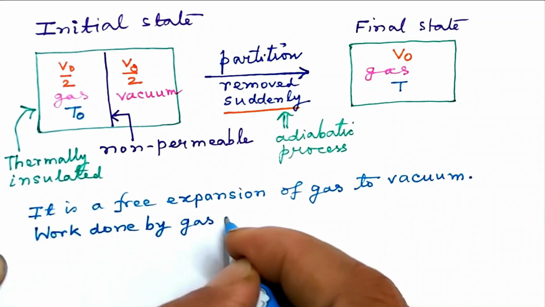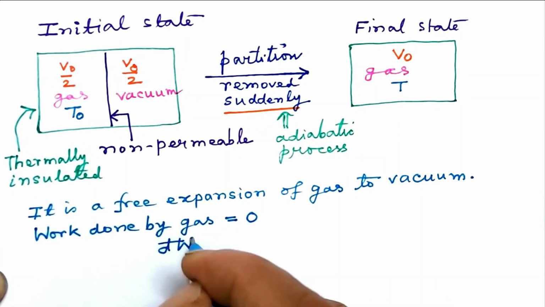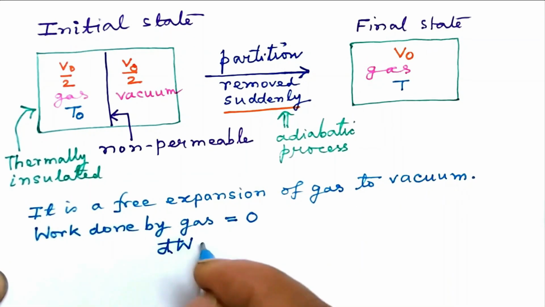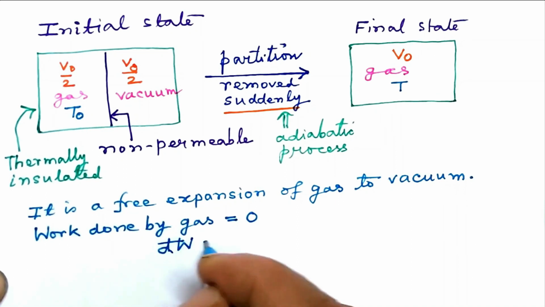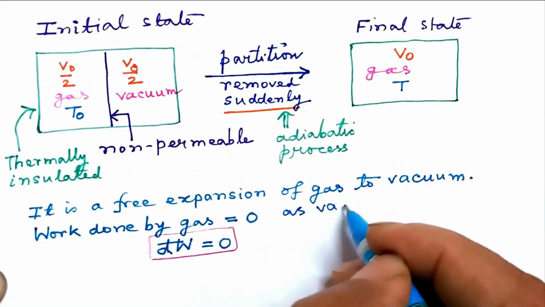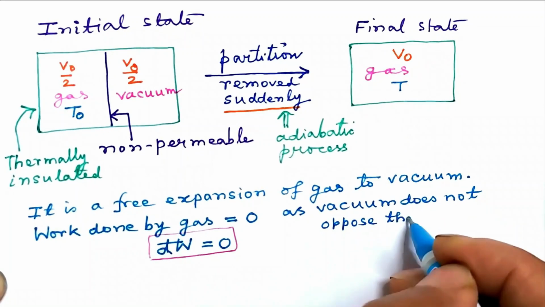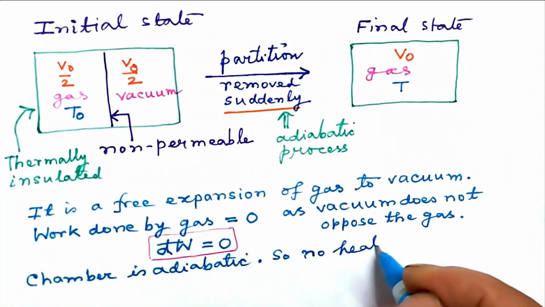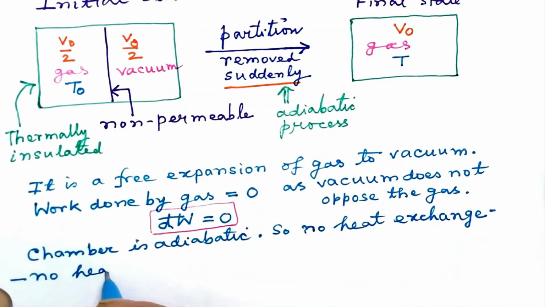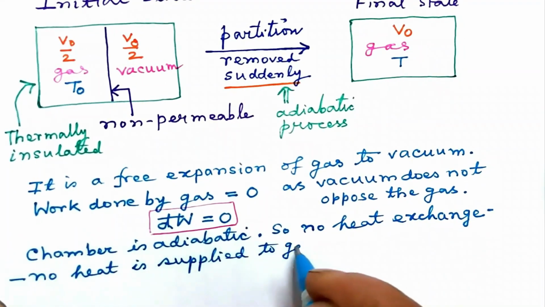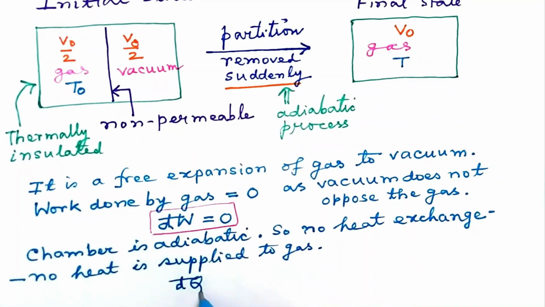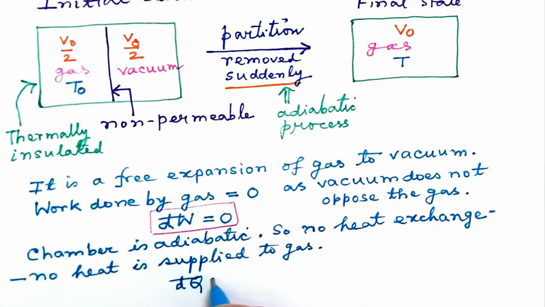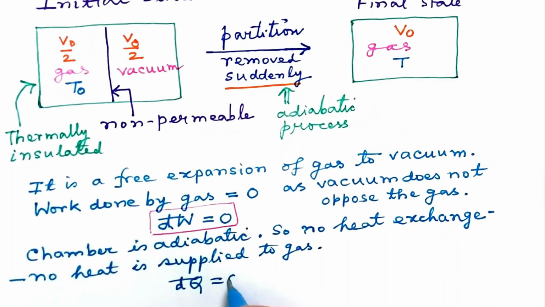Work done by gas is 0. So dW, representing amount of infinitesimal work, is 0, as vacuum does not oppose the gas. The chamber is adiabatic, so no heat exchange, no heat is supplied to gas. So dQ, representing infinitesimal heat exchange, is 0.